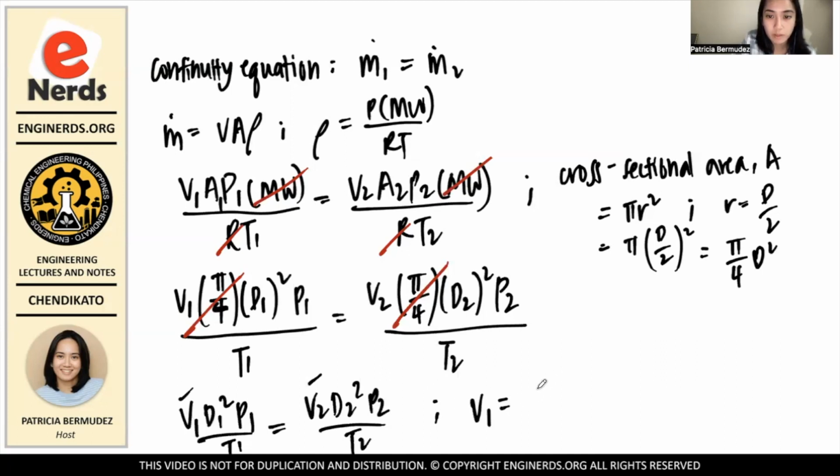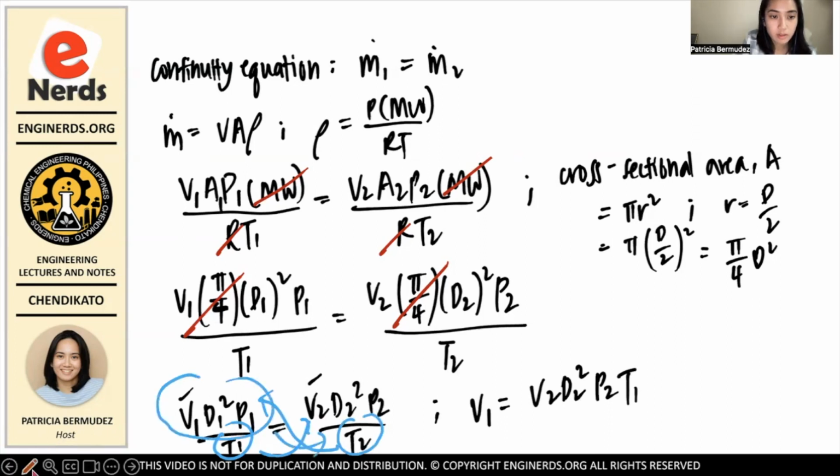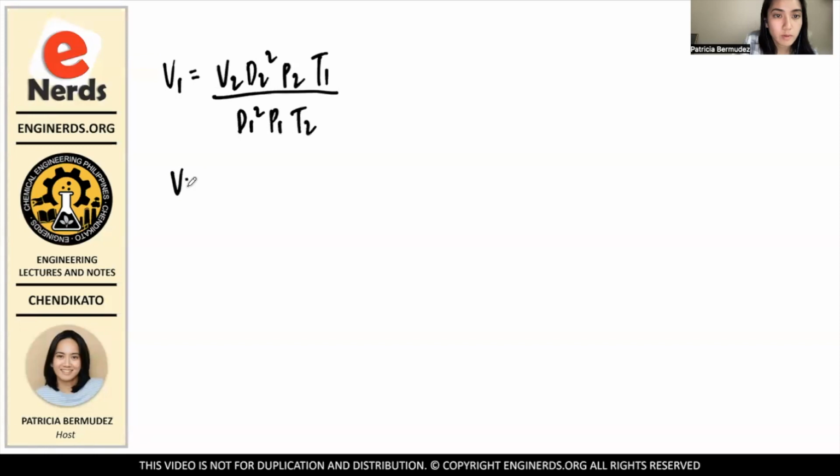So V1 is equivalent to V2 d2 squared P2 and then times T1, kasi this one will get transposed. This one will get transposed here, and then this one will get transposed here. Everything will get transposed here. So over, we have d1 squared T2. Actually, since nilipat natin siya dito, tapos ito naman din lahat ay lilipat sa denominator on the right-hand side, then mariretain lang siya actually. Actually, I made a mistake. V1 shouldn't be here anymore because na-retain nga siya. Okay? And simplifying, we have V1 is equal to V2 times d2 over d1 squared times P2 T1 over P1 T2.